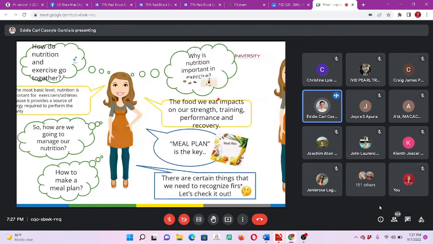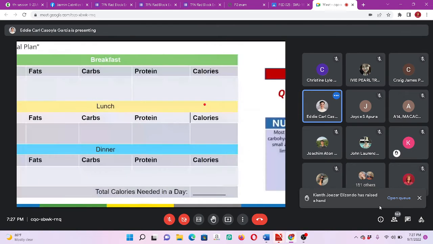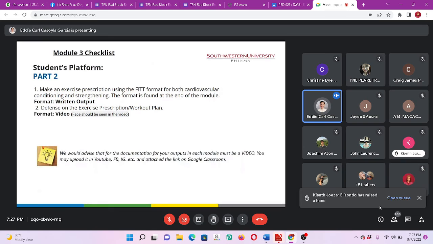And kindly take note of the checklist for part 2. For part 2, you need to submit both exercise prescriptions for cardio and strengthening. So cardio and strengthening are what you submit for part 2, which is the written output, PDF or Word file. And then the second activity for part 2 would be your video defense.